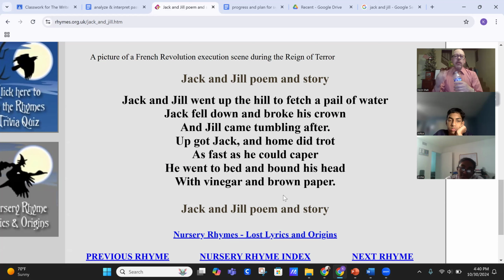Jack and Jill went up the hill to fetch a pail of water. Jack fell down and broke his crown, and Jill came tumbling after. Up got Jack, and home did trot, as fast as he could caper. He went to bed and bound his head with vinegar and brown paper.